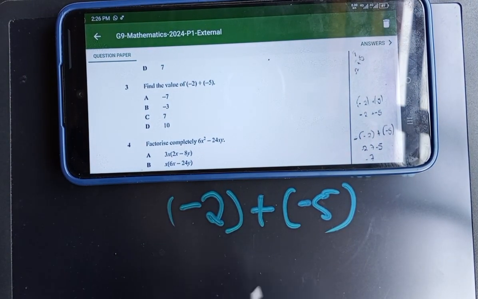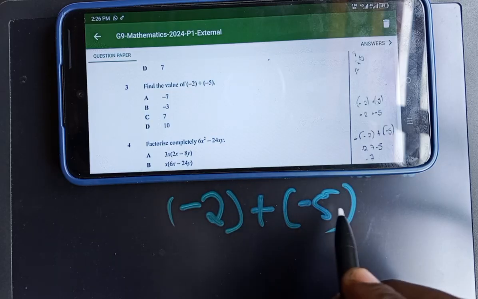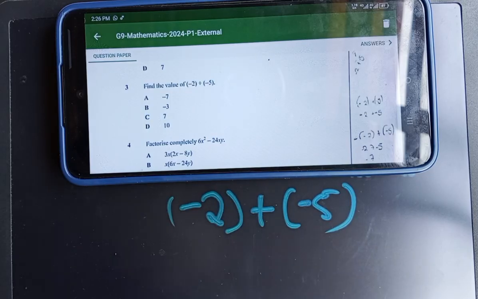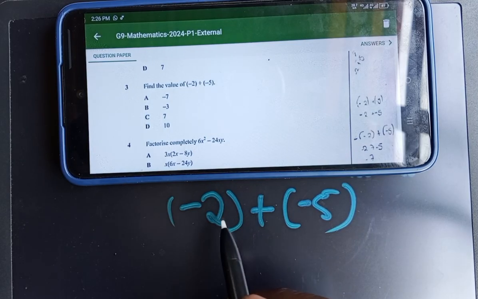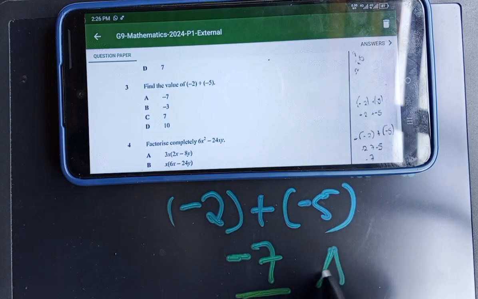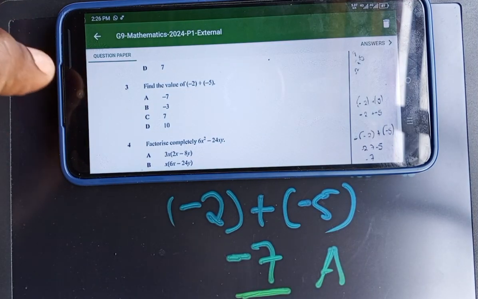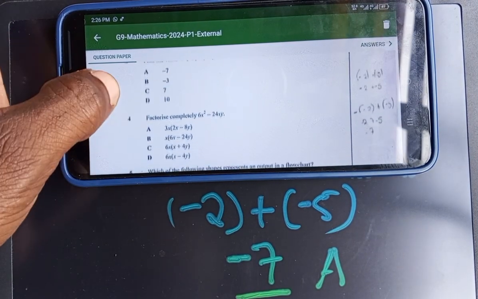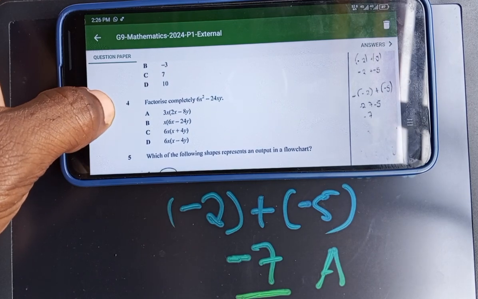Integers, we all learned that when you're adding same integers, we add the numbers and you consider the common sign. So in this particular moment, you're going to say 2 plus 5, you're going to have a 7, and the 7 here is negative because the common sign is negative. So in this case, the answer is A. So for number 3, the answer is A. Let's look at number 4.